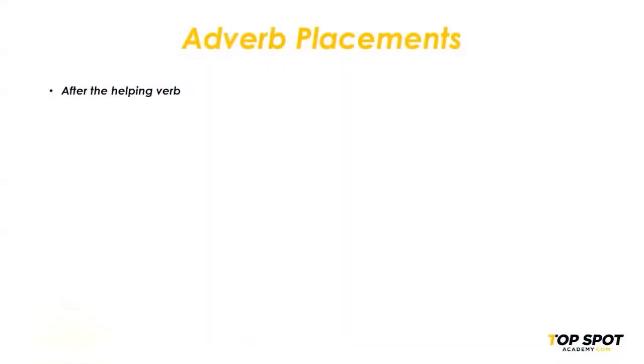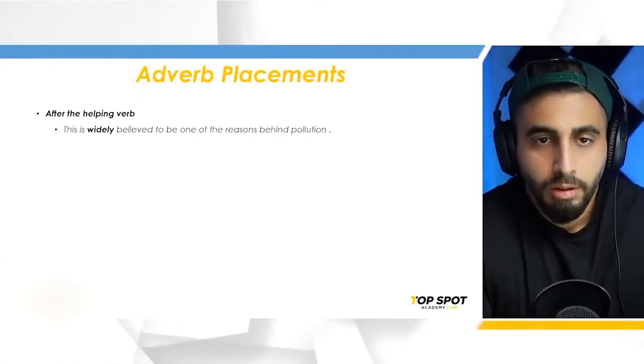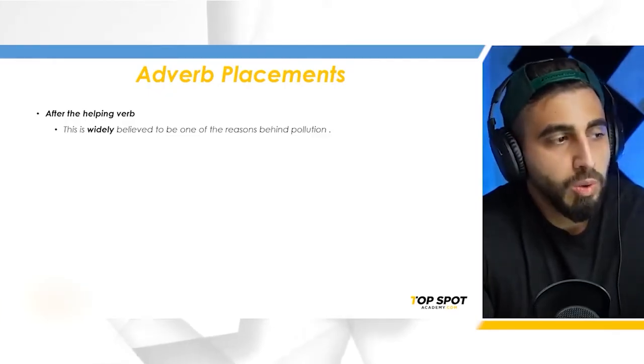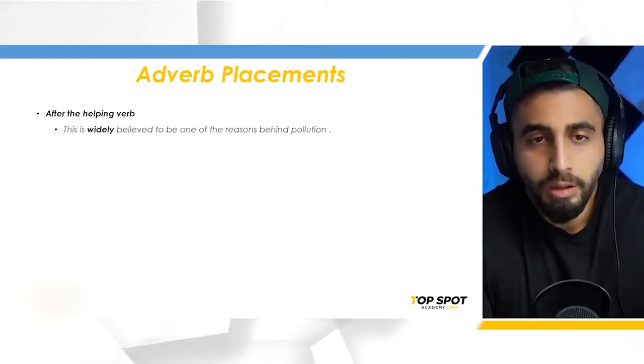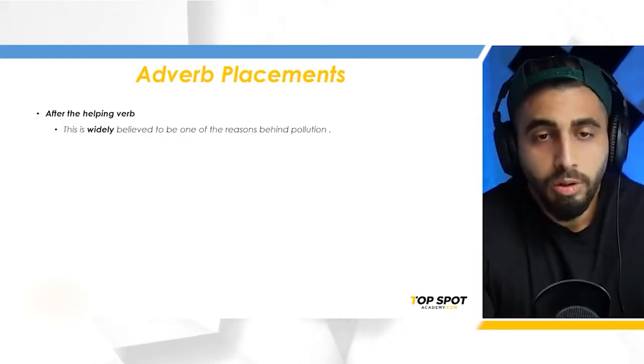Generally speaking, we place adverbs after the helping verb when we have a helping verb. Let me give you some examples. So this is taken out of one of the essays, let's assume. This is widely believed to be one of the reasons behind pollution. Let's say we're writing an essay on the reasons of pollution. And we can say, for example, traffic is widely believed to be one of the reasons behind pollution. Widely, which means commonly, it's commonly believed that, like many people believe that. This word is an adverb.